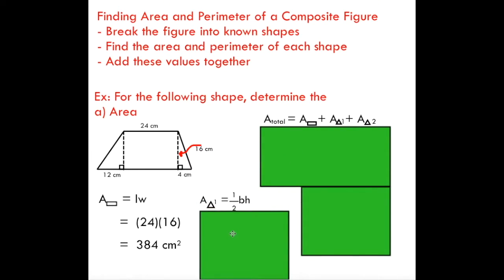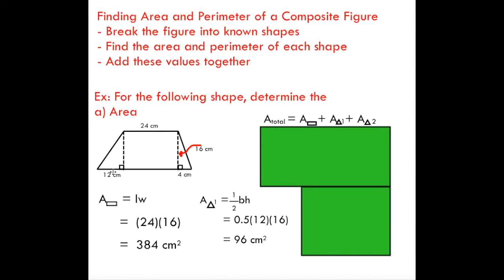Okay, we'll look at this first triangle. You'll remember that area of a triangle is half of a base times height. We've got a base of 12 centimeters. This height is going to be the same measurement as this height. We've got our base and our height. We're going to multiply by half, and we'll get 96 centimeters squared. That's one of our triangles.